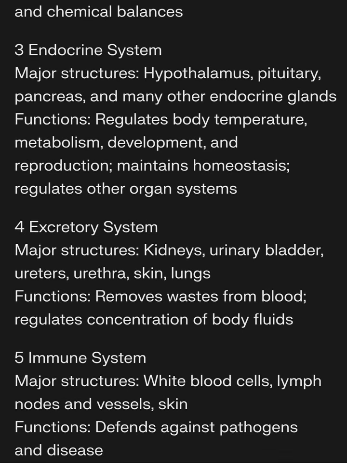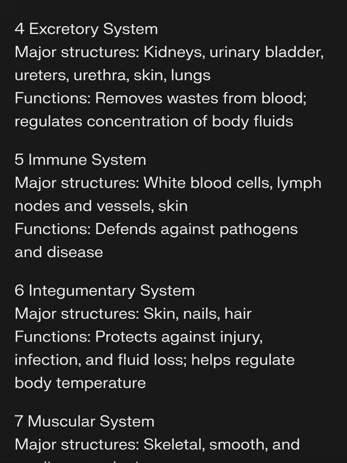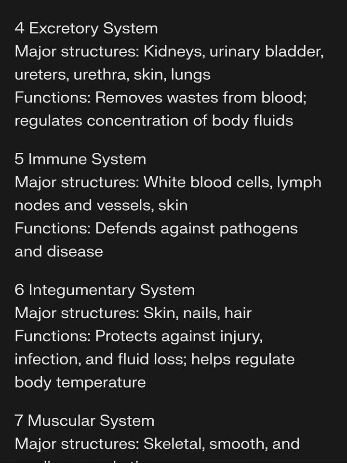3. Endocrine system. Major structures: hypothalamus, pituitary, pancreas, and many other endocrine glands. Functions: regulates body temperature, metabolism, development, and reproduction. Maintains homeostasis. Regulates other organ systems. 4. Excretory system. Major structures: kidneys, urinary bladder, ureters, urethra, skin, lungs. Functions: removes wastes from blood, regulates concentration of body fluids.